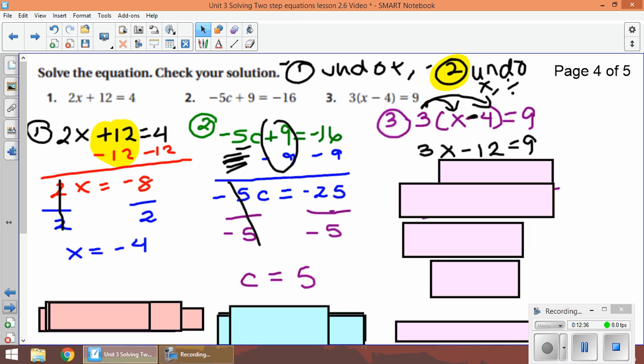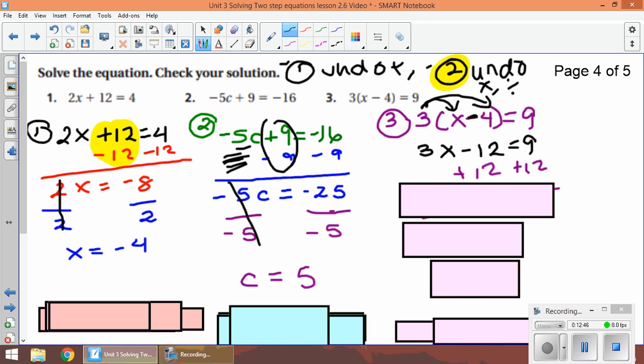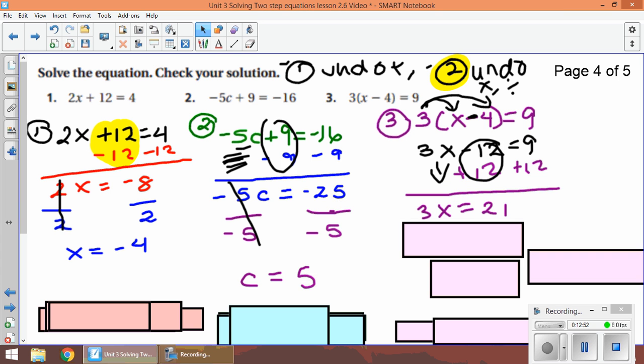So the inverse of subtracting by 12, since I see multiplication, 3 times x minus 12, so the opposite of subtracting 12 is adding 12. So right in here, we have a 0 pair. So on the left side, we have 3x. And on the right side, we have 21. So 3x equals 21. Now we go to step 2.